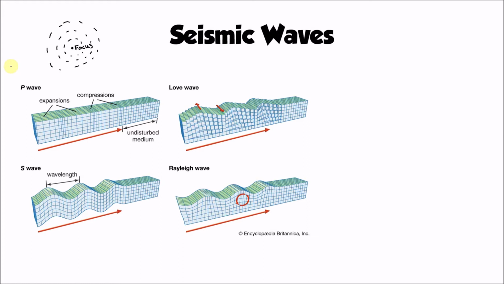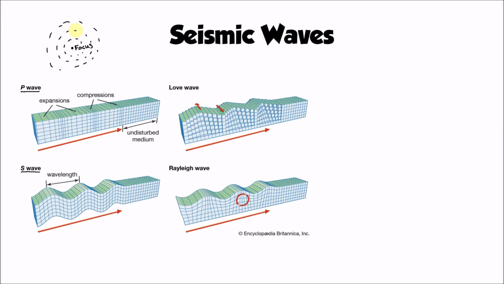The rocks are moving in two different ways. They are experiencing, if you like, different movements depending on the type of wave that is actually transferring that energy. So both of these waves are released at the same time. P waves and S waves are released from the focus when that energy is released from the earthquake.